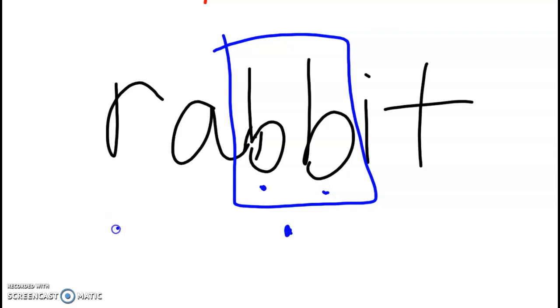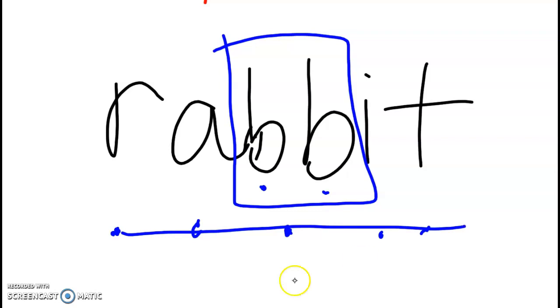Now we can sound it out. A, b, it, rabbit. Rabbit. Good job. So just a reminder today, whenever you're going forward, you're going to be looking for letter teams that make one sound.